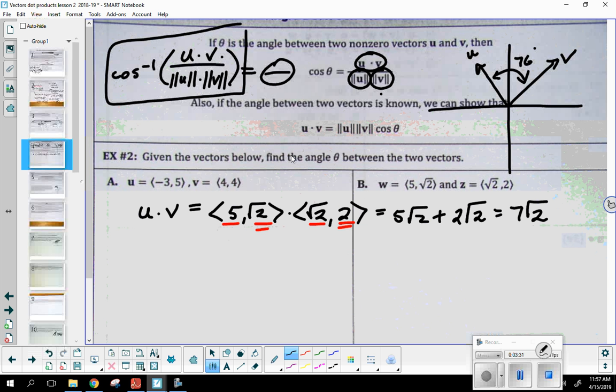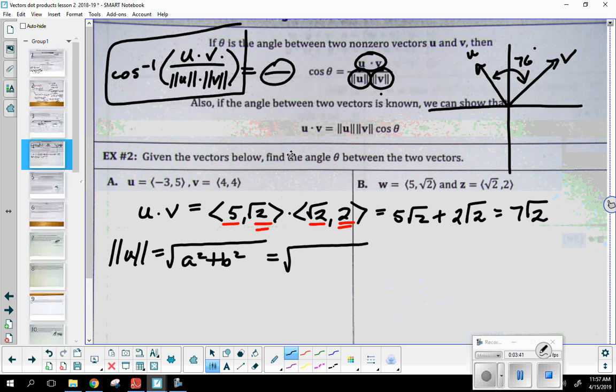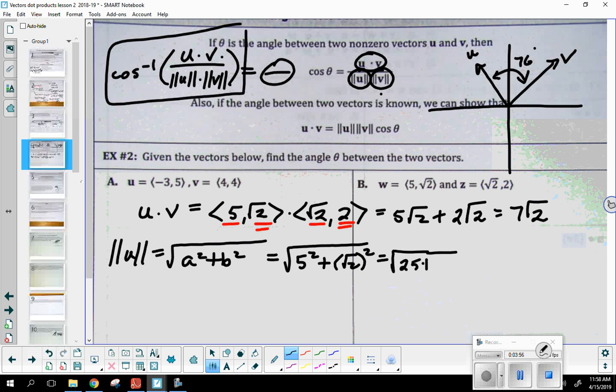Okay, so the magnitude of u. Now remember, the formula was the square root of a squared plus b squared. So this was going to be the square root of, a is 5, so that's going to be 5 squared, plus square root of 2 squared. Okay, so let me lengthen this a little more. So 5 squared is what? 25. But what happens when you square a square root? Yeah, they cancel out, so it's just going to leave me 2. Okay. So it looks like I have the square root of what? 27.